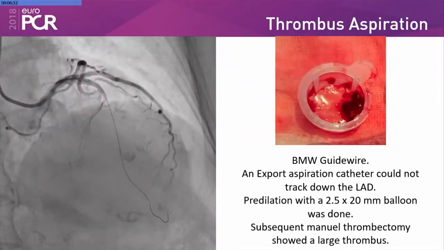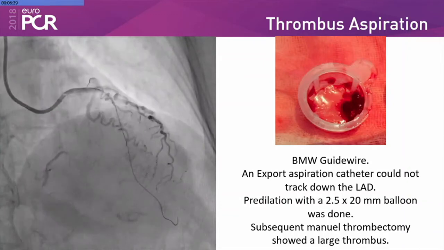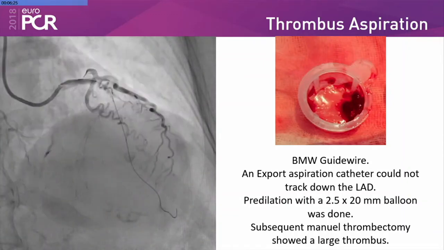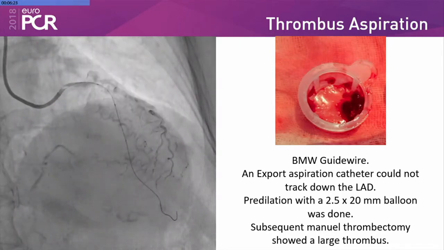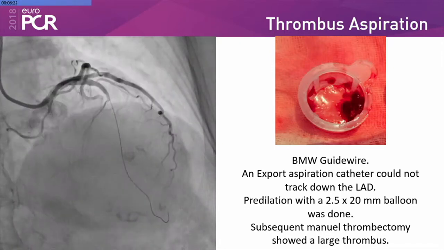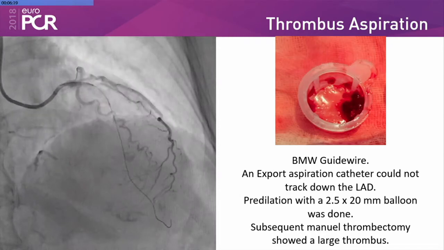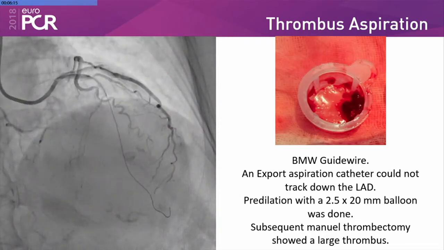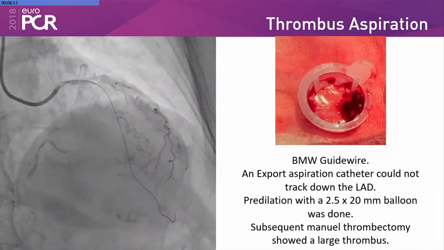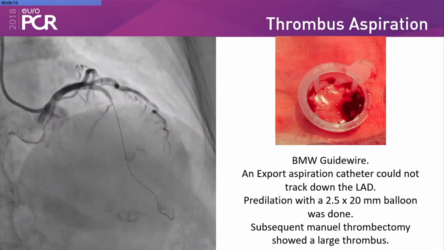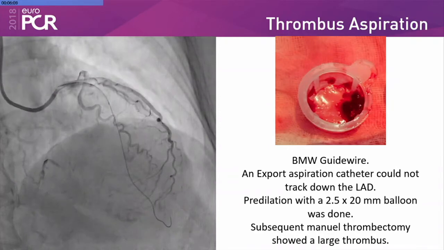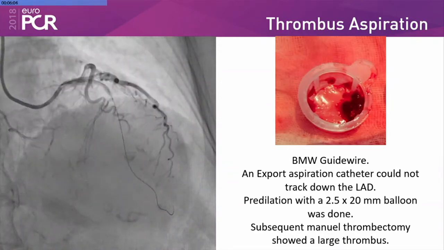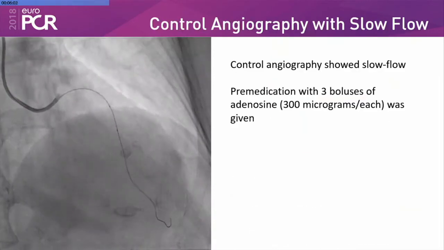which they start with the wiring, and then they try to pass the thrombus aspiration catheter that didn't go through. So they had to do the pre-dilatation with a small balloon, and then after that they did the aspiration with the Export. And as you can see, that's the result of the thrombus aspiration. A large thrombus was shown that you can see in there.